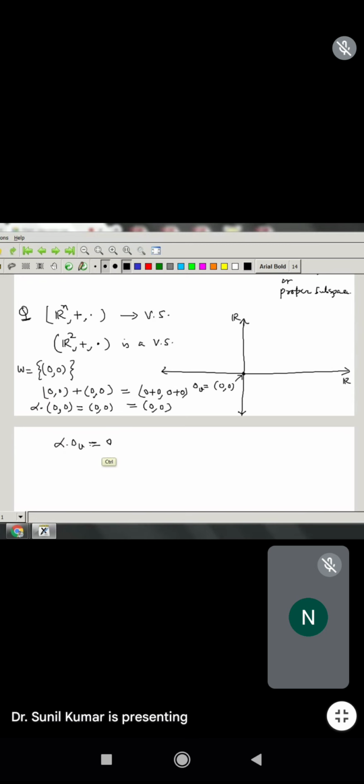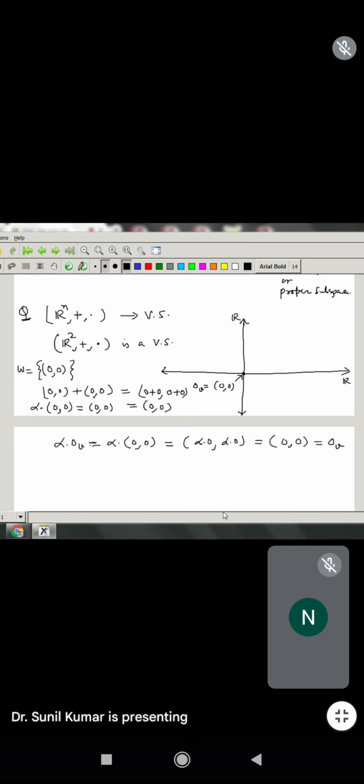क्यों? Because alpha dot 0v is alpha dot (0, 0), and when we multiply this it becomes (alpha dot 0, alpha dot 0), and alpha dot 0 is 0, so we get (0, 0), because 0 is a real number, alpha is a real number, so the product of two real numbers is again a real number, and (0, 0) is nothing but 0v. So alpha dot 0v equal to 0v. Is it clear?